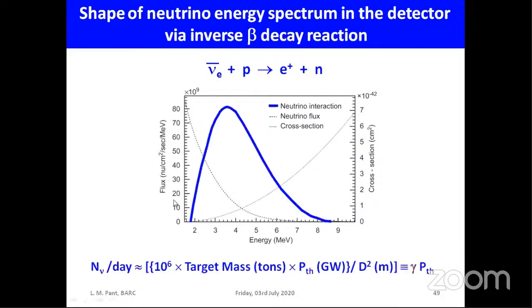So we have a flux of anti-neutrinos, and we know the cross section is very small, 10 to the power minus 42. So it's a very, very small cross section, but we can still have a reasonable interaction rate if we have a large detector which can provide the interacting nuclei. If we just count the neutrinos per day, it is directly related to the power of your reactor and the target mass. So we can have a reasonable count rate in a day if we can design such a detector.